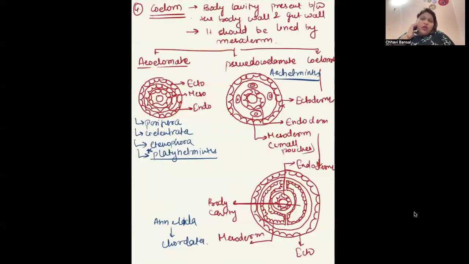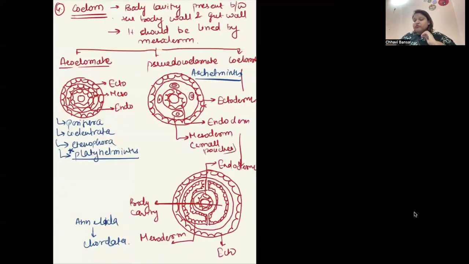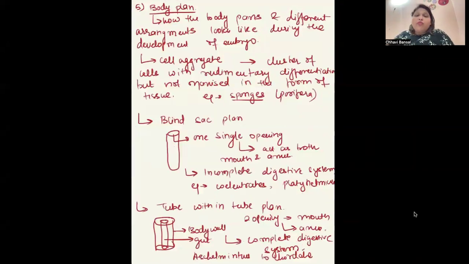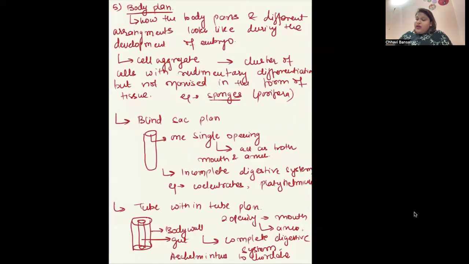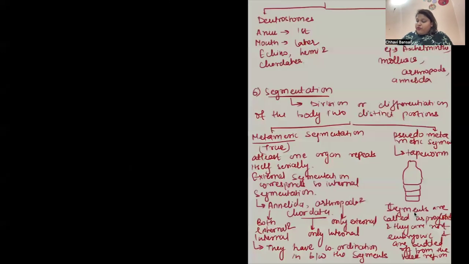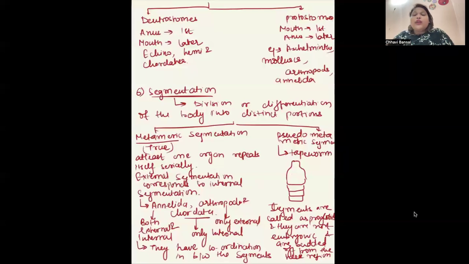Fourth is our coelom. It is present in some, it is absent in some. If it is absent, they are called as acoelomate. If it's present, they can be pseudocoelomates or coelomates. Pseudocoelomates, the coelom is not lined by the mesoderm. Fifth is our body plan. We have 3 body plans: cell aggregate, blind sac, and tube within tube plan, right? Then with tube within tube plan also, we have 2 types of organisms: deuterostomes and protostomes.